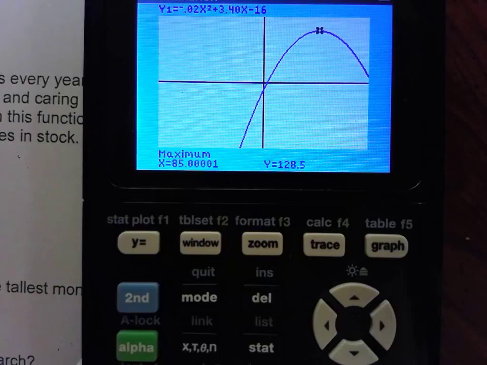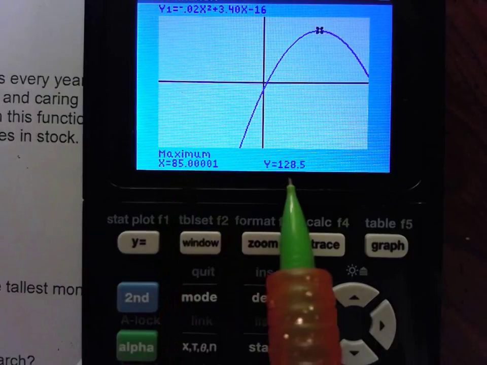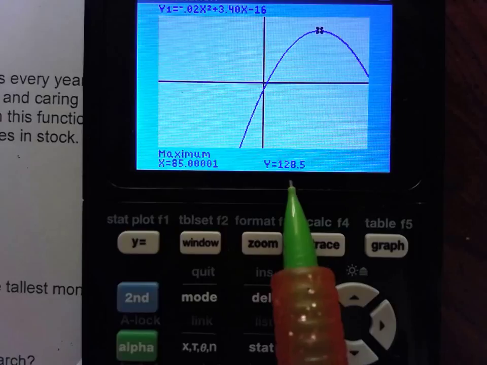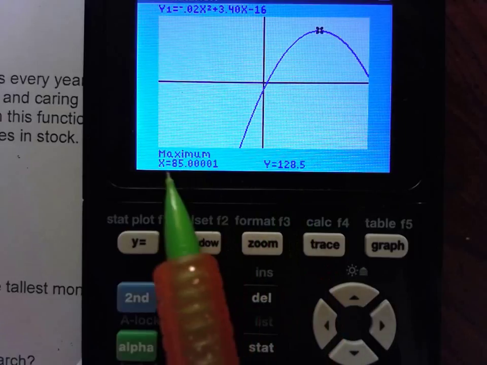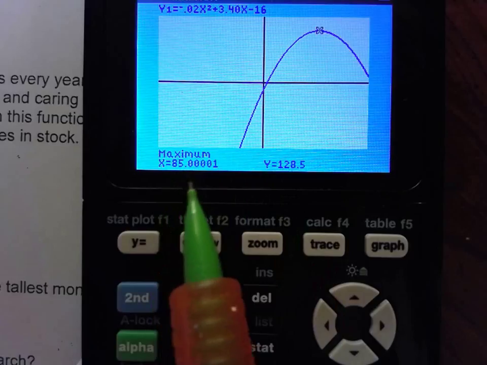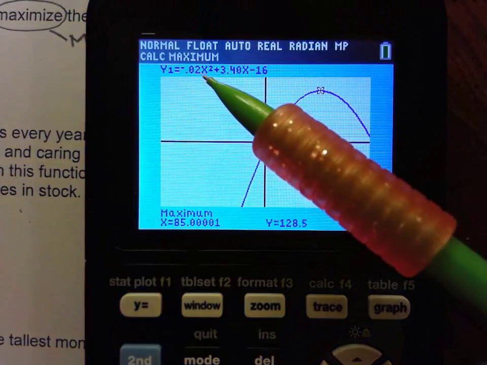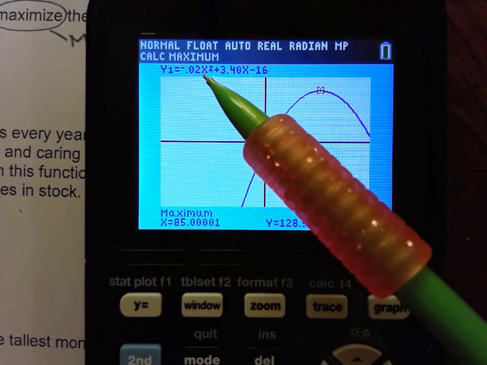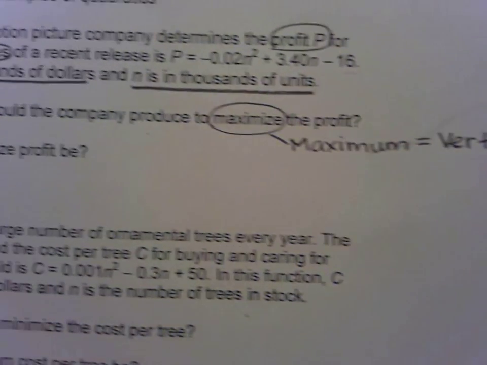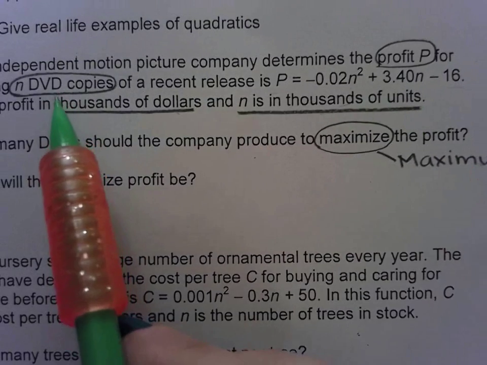Okay, so the maximum is 85, and it's 85, 128.5. Now this is important that you understand what each of these numbers stand for. The x value in this problem goes with the x in the equation, and originally it was an n. And remember, n was in thousands of units. It was DVDs.